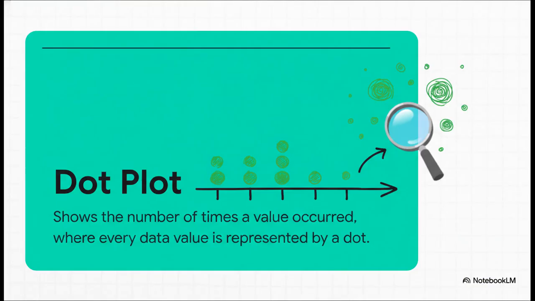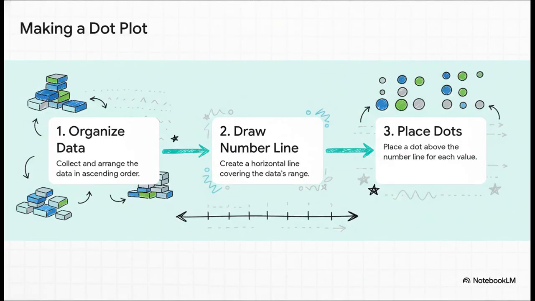You've got a number line, and for every single data point you have, you just place a dot above its value on that line. The number of dots stacked up on top of each other, well, that's its frequency. No bins, no grouping, just a pure, honest look at the data. And making one, as you can probably guess, is just as straightforward. You organize your data, you draw a number line that covers its range, and then you just put a dot for each value. It's so intuitive.